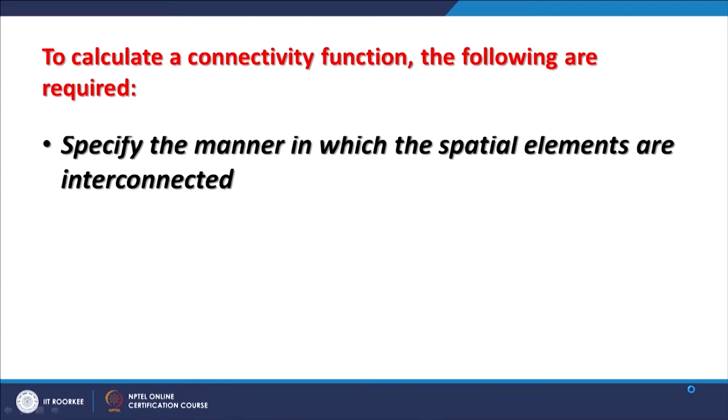In order to calculate this connectivity function, what are the requirements, what are the inputs? First, specify the manner in which the spatial elements are interconnected, because this is based on connectivity, and therefore this interconnection information is very much required among the spatial objects or spatial elements. And second, how things move, what the constraint possibilities are, that means the rules that will control the movement allowed along the spatial elements.